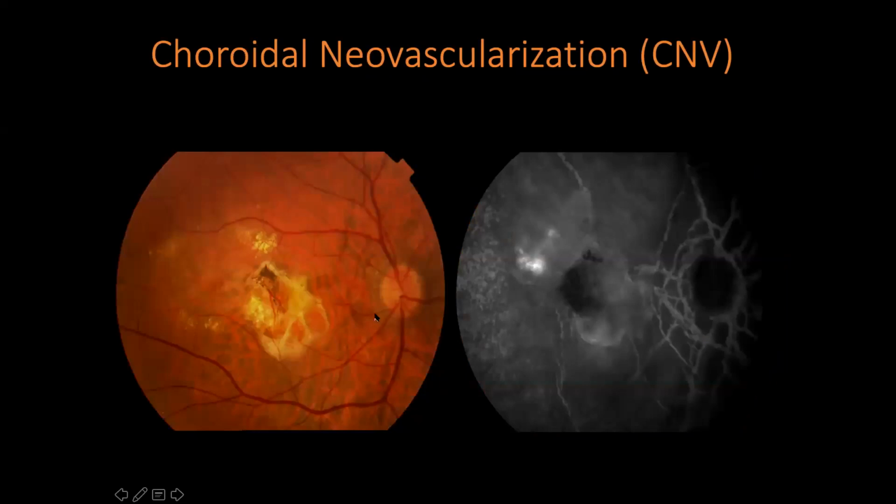Angioid streaks may be complicated by choroidal neovascularization, which, as seen on the color photo on the left, one can see faint angioid streaks surrounding the optic nerve. But you can see a central scar in this patient. This is a scar because the patient developed these fragile new blood vessels that we refer to as choroidal neovascularization, or CNV.